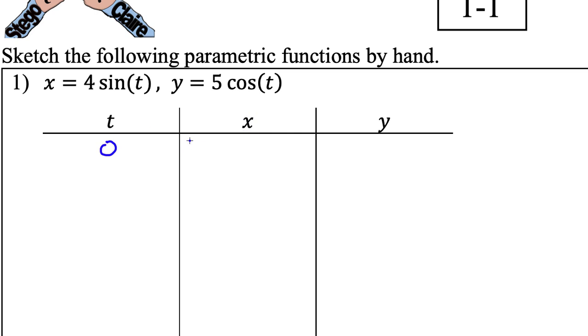If I do 0, what I'm really doing here for the x is 4 sine of t. So I'm really saying this is 4 times sine of 0. And sine of 0 is 0. So 4 times 0 is 0. And for y is 5 cosine of t. So this is going to be 5 cosine of 0. And cosine of 0 is 1. So 5 times 1 is 5.